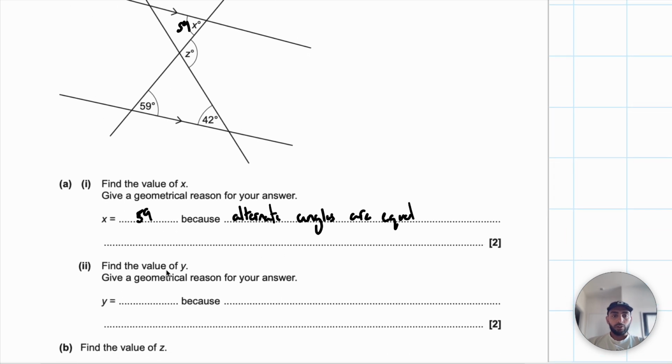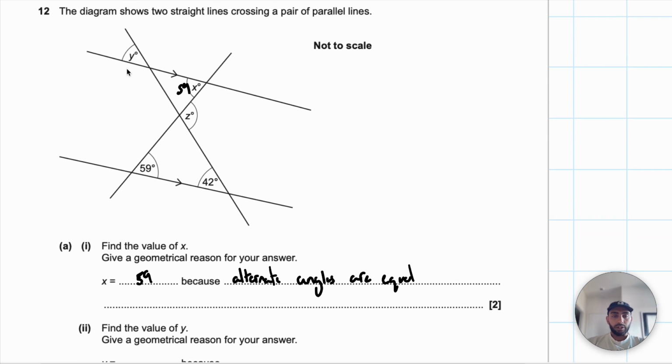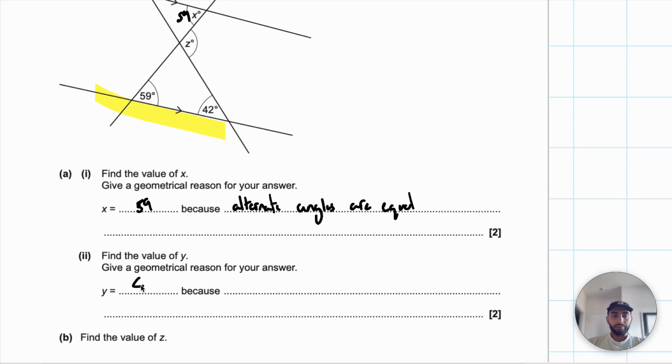Part 2, find the value of y. We're trying to find this value now. This time I can see an upside down F shape being formed, and that means it's corresponding. So the 42 is corresponding to the y. So we can say y is 42 because it is corresponding to 42 degrees. When it's a Z shape, you're looking for alternate. When it's an F shape, you're looking for corresponding.